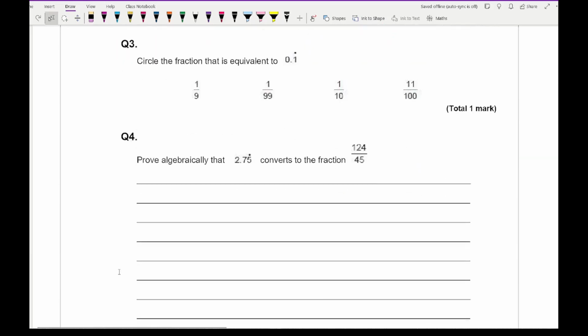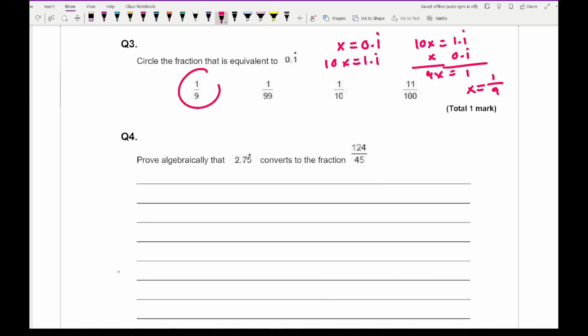Moving on to question 3, it says circle the fraction that is equivalent to 0.1 recurring. So again, either you know these or you don't. But here, if we just went through the steps, I've got 0.1 recurring, 10x is 1.1 recurring, and if I do 10x take away 1x equals 1.1 recurring take away 0.1 recurring, that becomes 9x, that becomes 1, so it's going to be 1 over 9 equals x, which is my first answer.